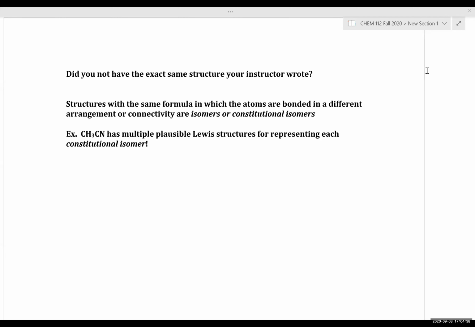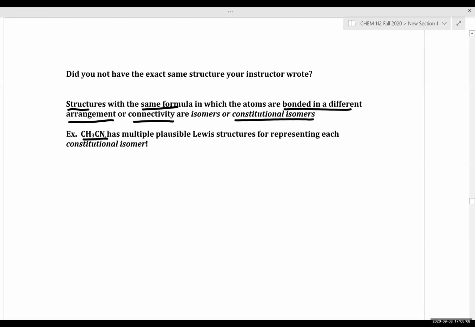So we've drawn a series of structures last class session, and one thing that we may have noticed is that your proposed Lewis structure may not have been exactly the same as your instructor's. Now, this is because you can end up drawing structures with the same formula in which the atoms are bonded in a different arrangement or connectivity, and we call these structures constitutional isomers.